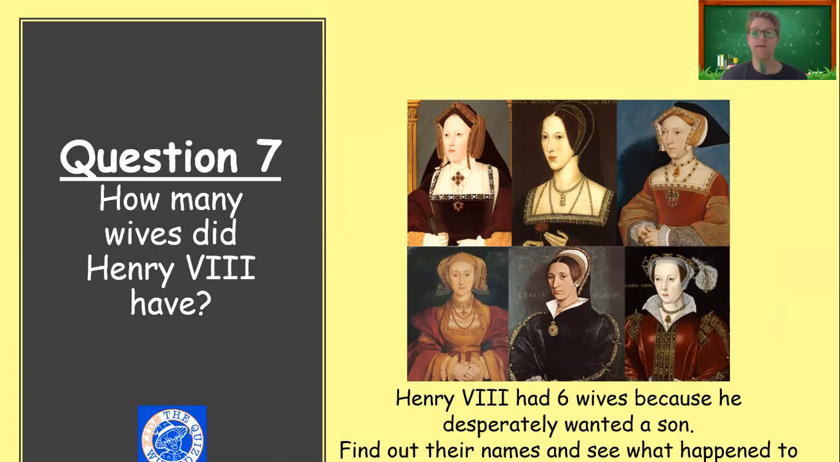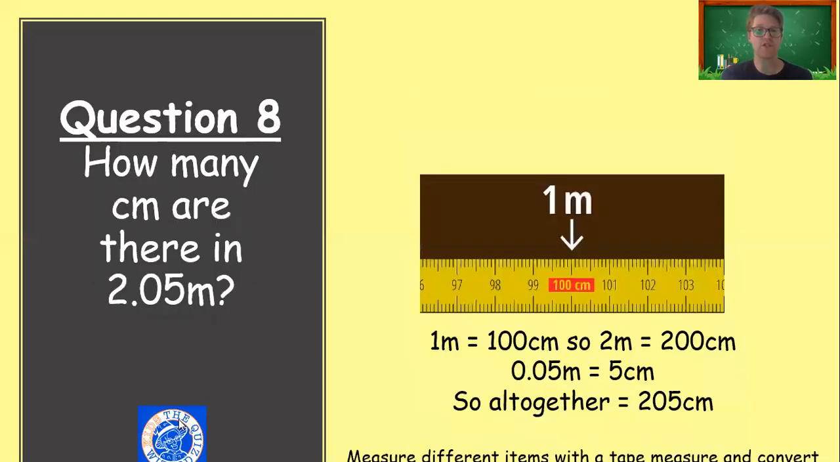What you could do about the wives, find out their names, and more importantly, find out what happened to each one. There's an interesting little song to help you remember. Not pleasant. Question 8. How many centimetres are there in 2.05 metres?